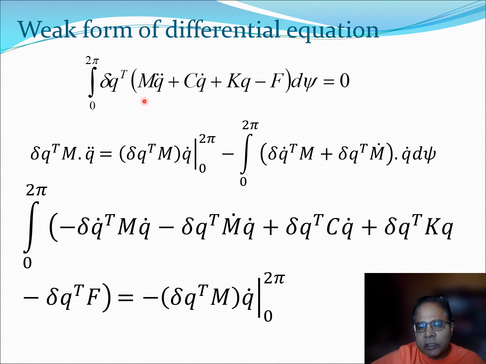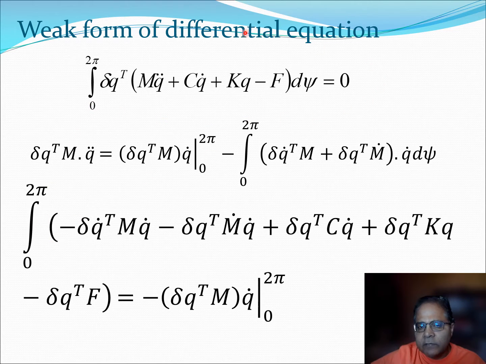Now what we do here is we take the differential equation and we create something which is known as the weak form. So essentially the differential equation must be zero at all points in the domain. So what we do is that we multiply it by a variational delta q transpose, and we say that the integral of this value from 0 to 2 pi is equal to 0, that is across the domain of this problem, which is 0 to 2 pi.